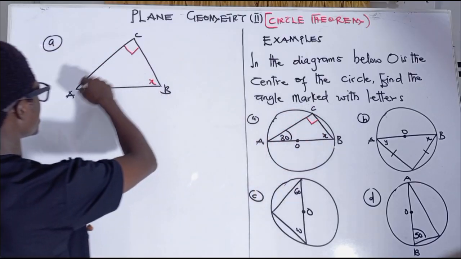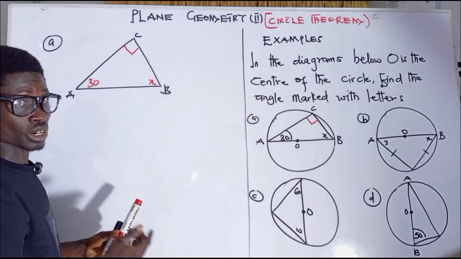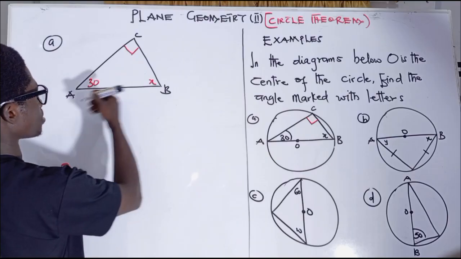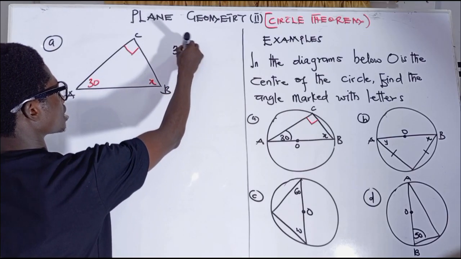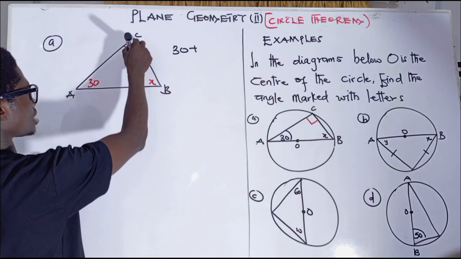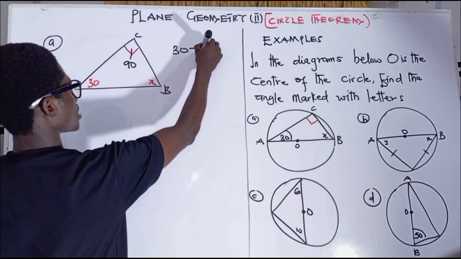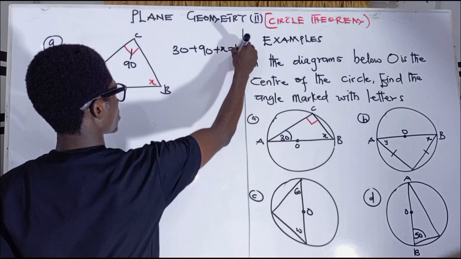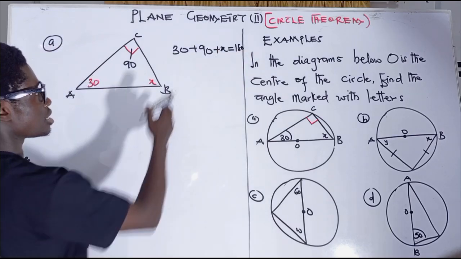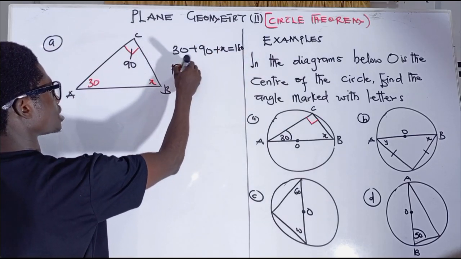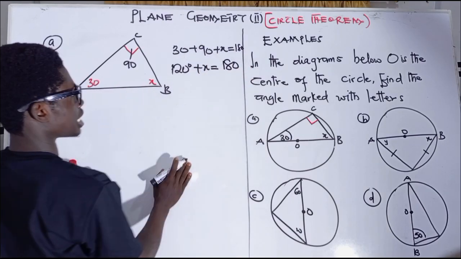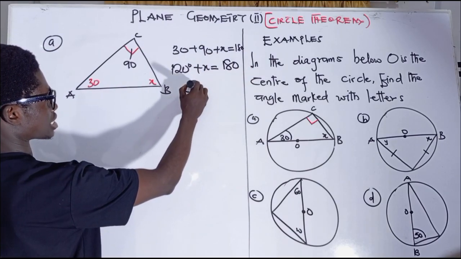This is the diagram that I've drawn. Triangle ABC is a triangle. So we can apply the sum of interior angles of a triangle. So we know that 30 plus this angle, 90 degrees, plus X should give us 180. Now this is going to give us 120 degrees plus angle X is equal to 180. We are looking for angle X.